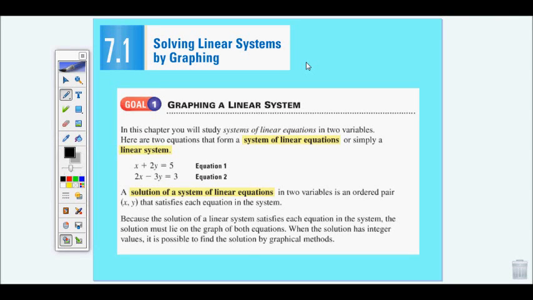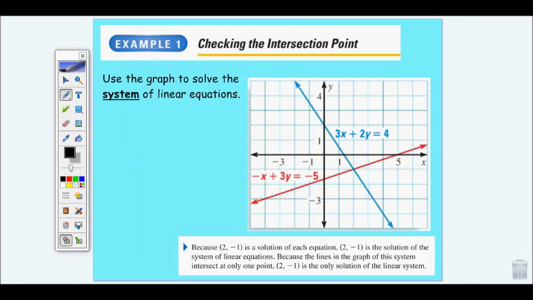When we begin to learn about linear systems, a system means we're going to have more than one equation. So a solution of a system of linear equations means that one ordered pair, one value for x and one value for y, will satisfy both of the equations. You can pause and read through this screen if you need to.